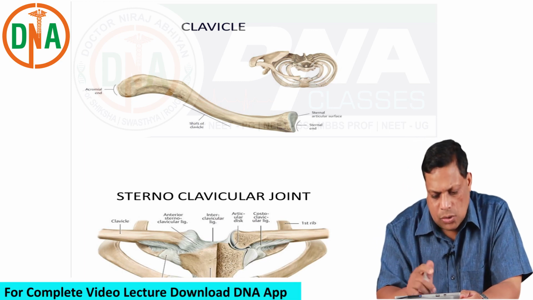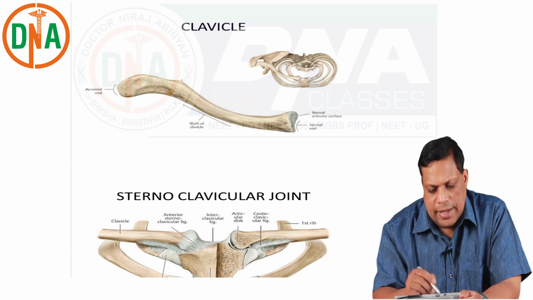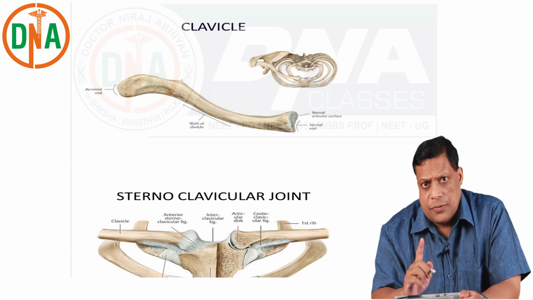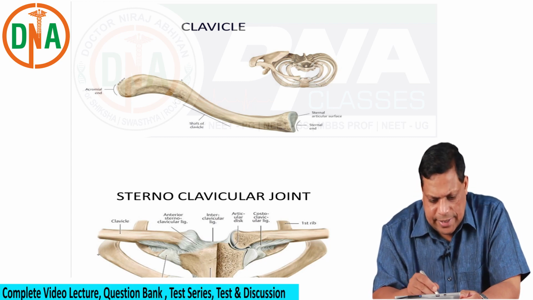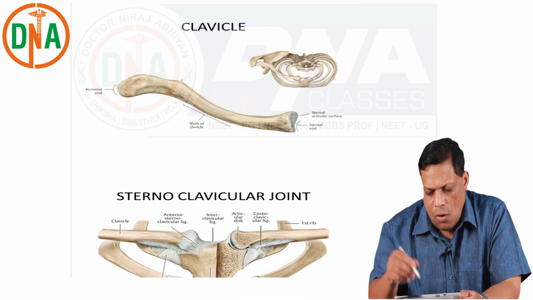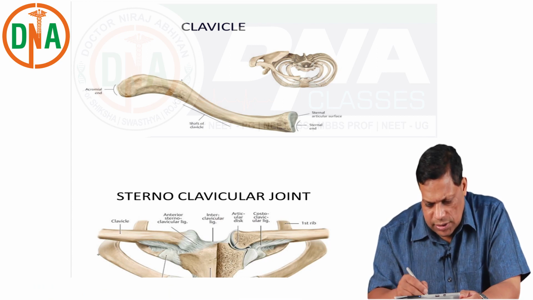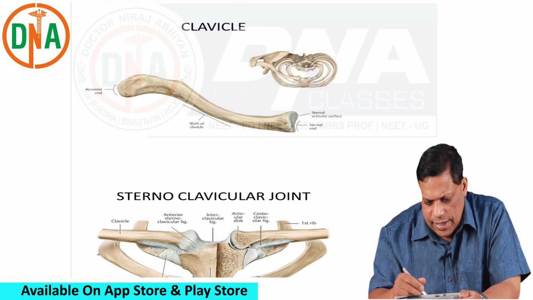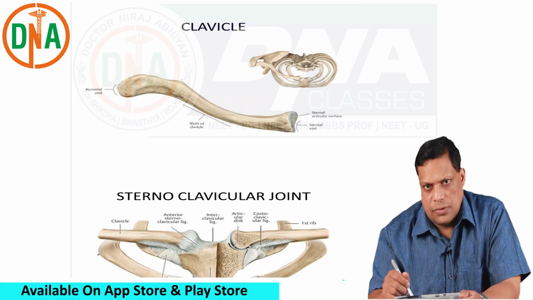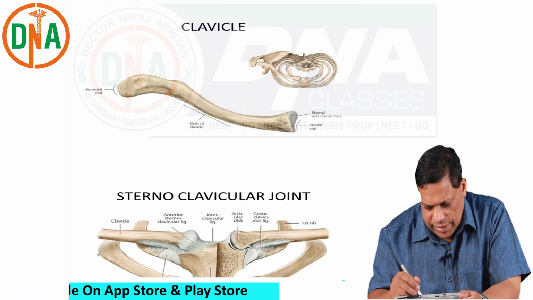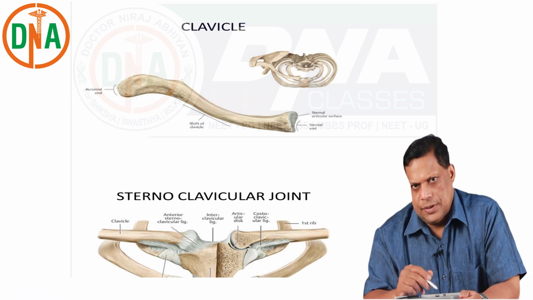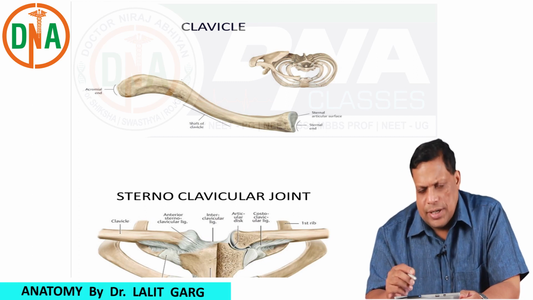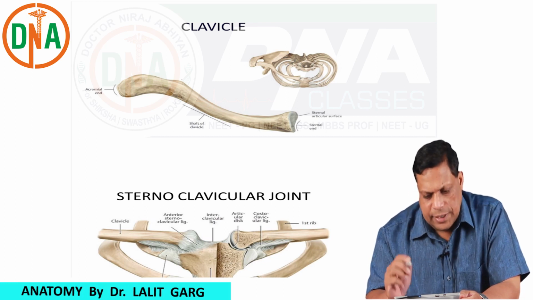So in the lateral 1/3 of the bone, the clavicle has two surfaces and two borders: superior surface, inferior surface, and the anterior and posterior borders. While the medial 2/3 of the clavicle bone has four surfaces: superior, inferior, anterior, and posterior surface. So borders are absent at the medial 2/3 of the clavicle.